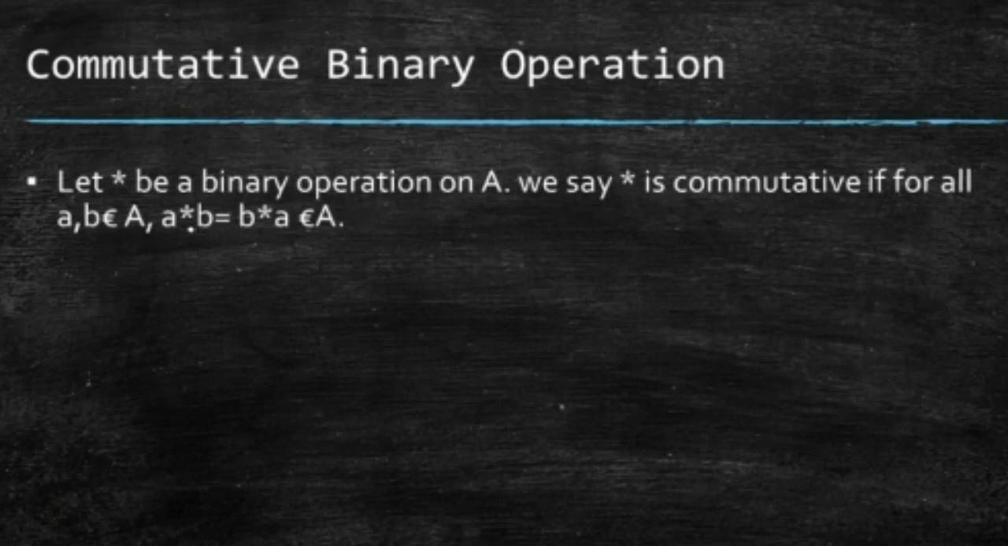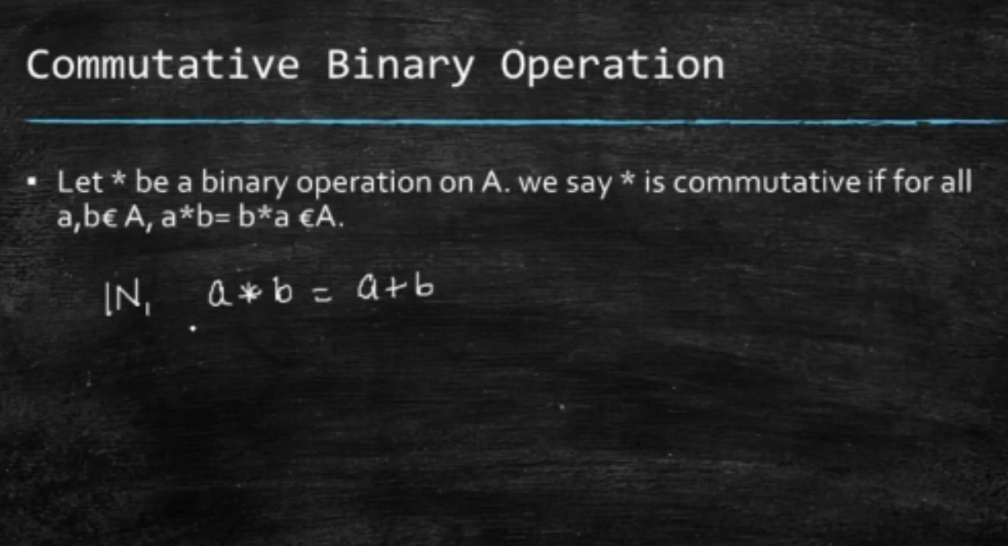We say that the operation is commutative if A star B equals B star A. So if the order of the elements doesn't matter for the operation, we say that the operation is commutative. So I think we defined on the set of naturals, we defined A star B as a plus b, and this star is commutative.